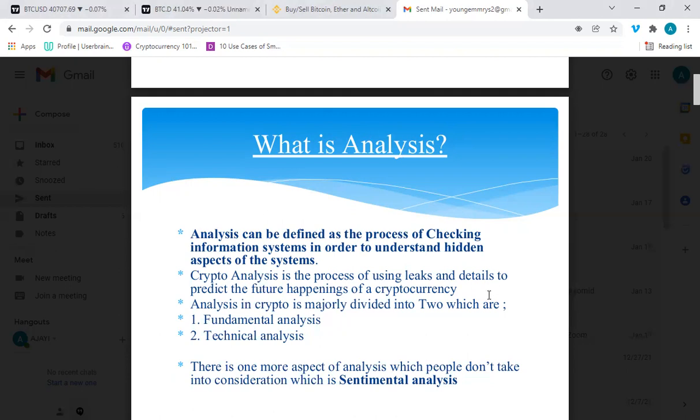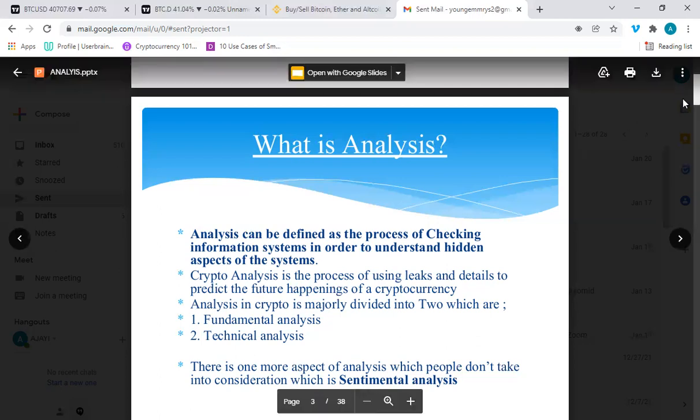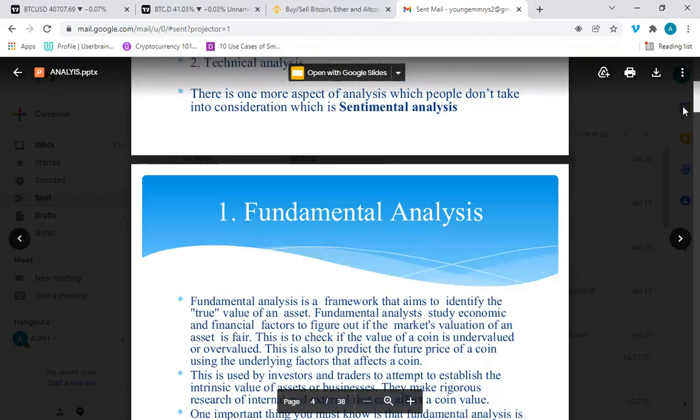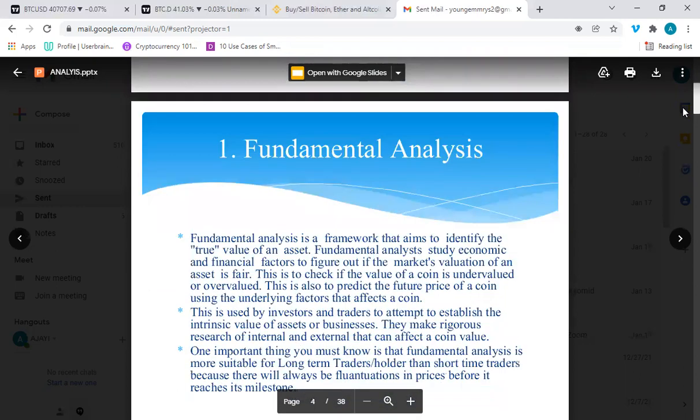Now, we have types of analysis. Actually, it is three, but this number three, sentimental analysis, people don't know it. The first one is fundamental, the second one is technical, and the third one is sentimental. Now, fundamental analysis, just like the word implies, fundamental or primary.